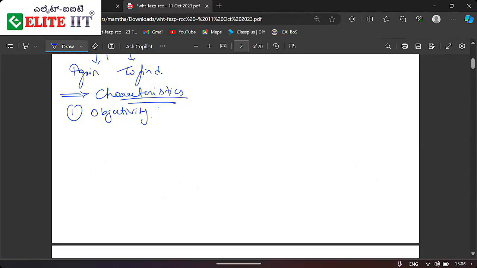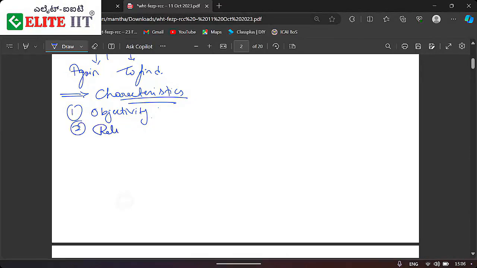It's done completely without any kind of influence of the individual or any other persons, and the complete conduct and the complete quality of the research should be up to the mark. Is it clear? That's what objectivity is.